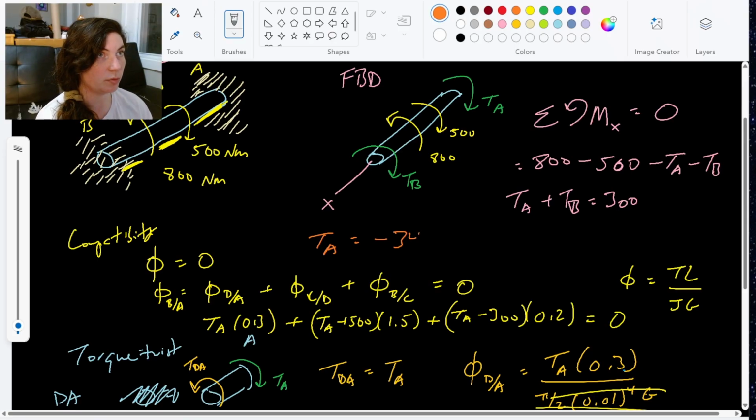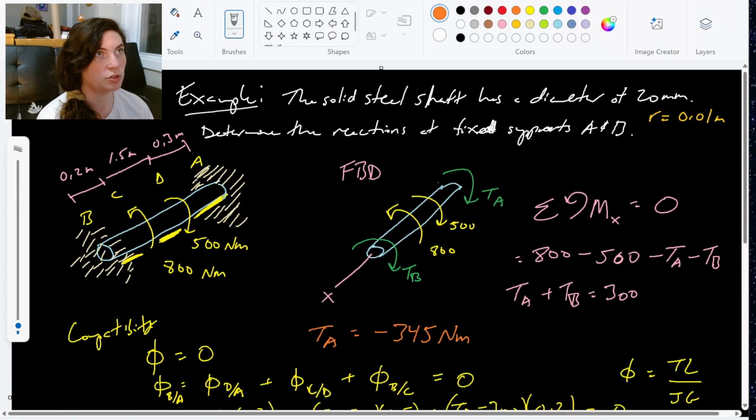negative 345 Newton meters. So that means that the way that we had drawn TA, the way we assumed TA was moving in our free body diagram was incorrect. It's actually moving this way. But that's okay. We just denote it with the negative and move on with life, right?